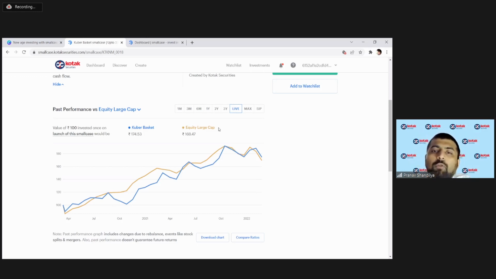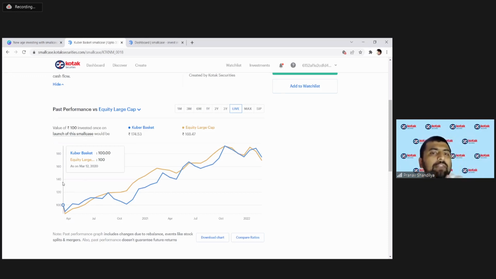Now, what we are able to see is what would have been the value of every 100 rupees that we had invested since this portfolio went live. So if we click on the live button here, and head over to the small box that I'm able to move around, you will be able to see Kuber basket 100, equity large cap 100, and below that, something called March 12th, 2020. This is basically showing the date on which this particular basket has been made live for client investments.